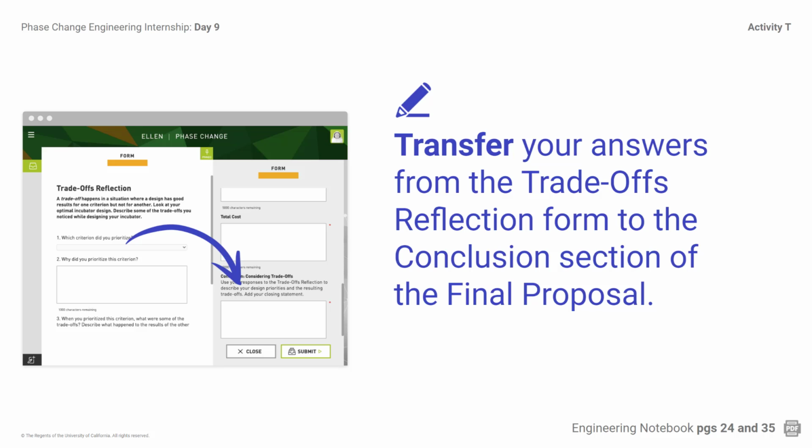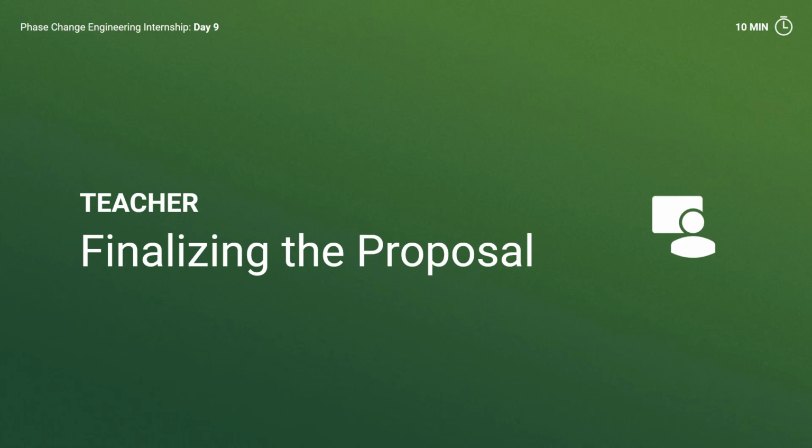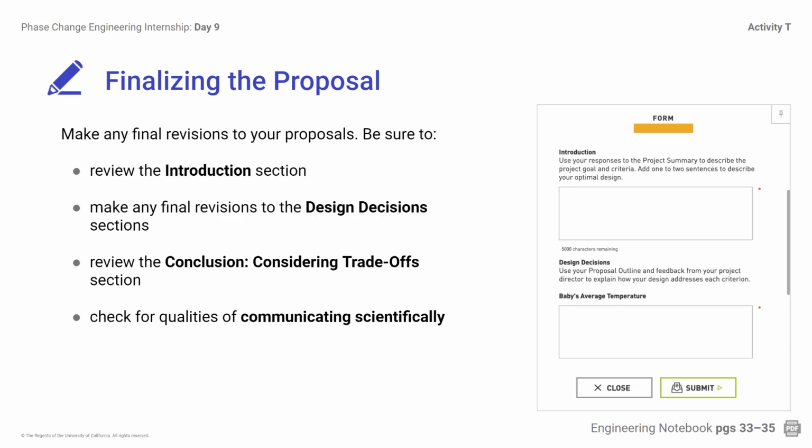Students, copy work from the trade-offs reflection form to the final proposal form. Complete your conclusion by revising what you wrote in the trade-offs reflection. Take several minutes to revise your conclusions, finalizing the proposal. Make any final revisions to your proposals.